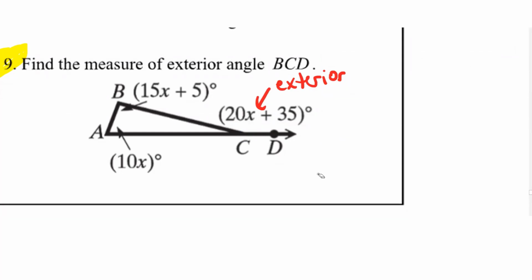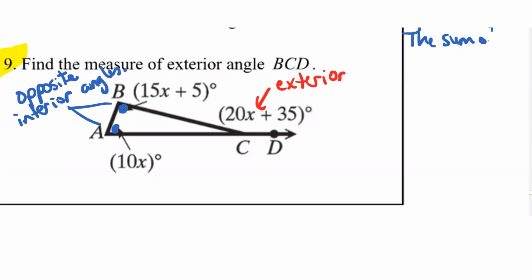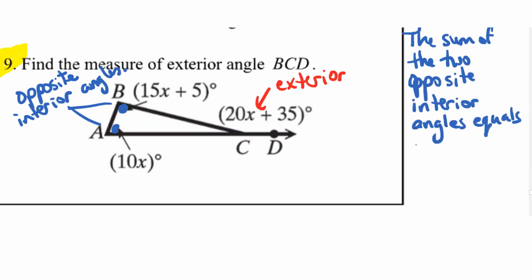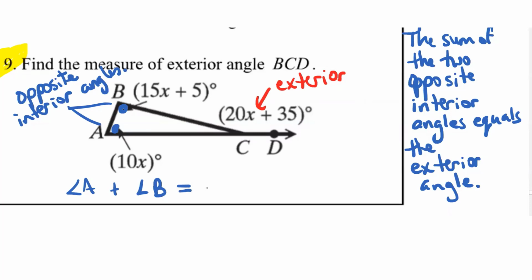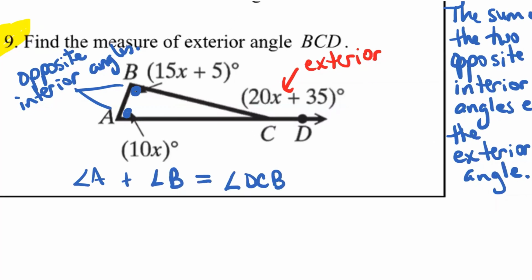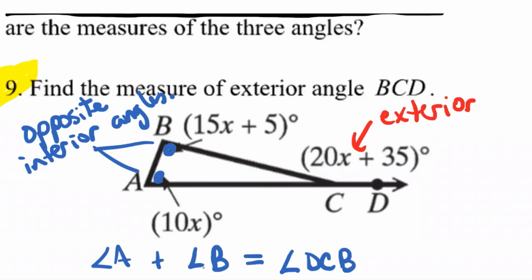So this is called an exterior angle. And these two are called opposite interior angles. And what did we know about the relationship between these angles? The sum of the two opposite interior angles equals the exterior angle. The sum of A and B, angle A plus angle B, is going to be equal to angle DCB.